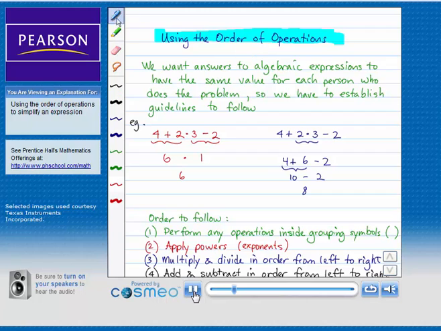Now, we want answers to algebraic expressions to have the same value for each person who does the problem, as long, of course, as they do the problem correctly. So we have to establish guidelines to follow.